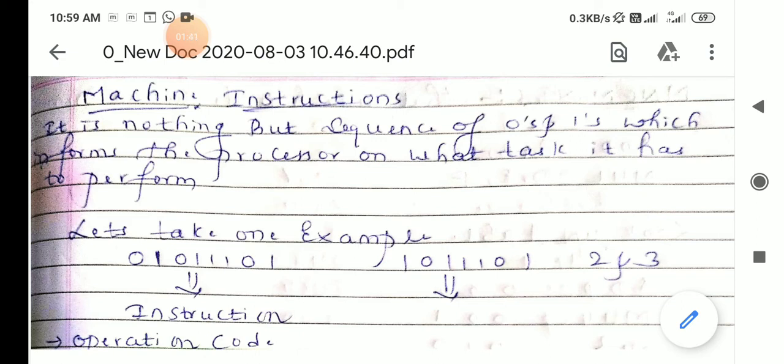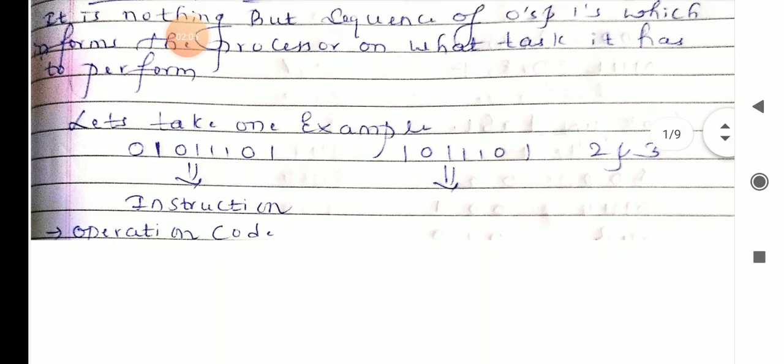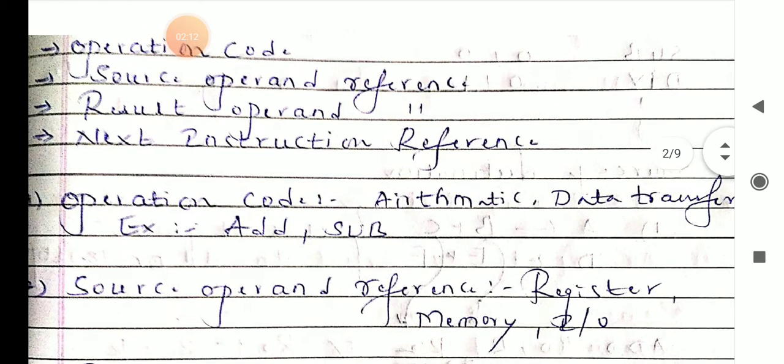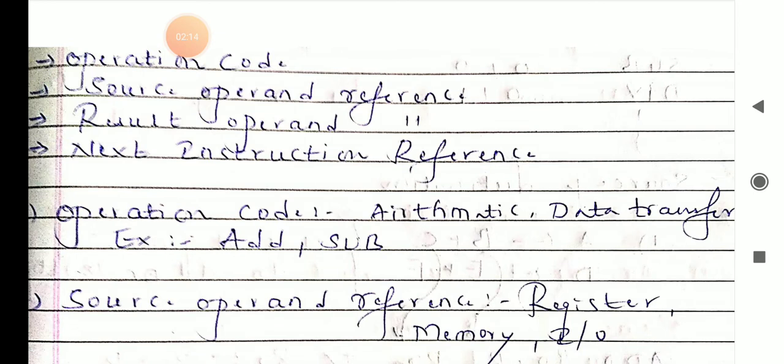Let us take one example. You can write the binary number 0 1 0 1 1 1 0 1. One is for the source, another one is for the destination. For that purpose you can take one more example, 1 0 1 1 1 0 1. The bits of that instruction are classified into operation code, source operand reference, result operand reference, and next instruction reference.